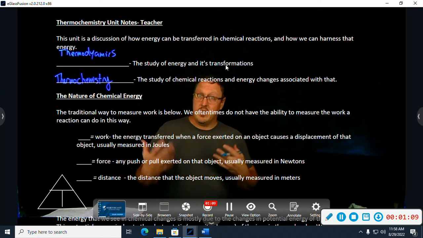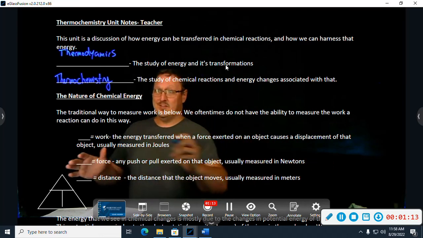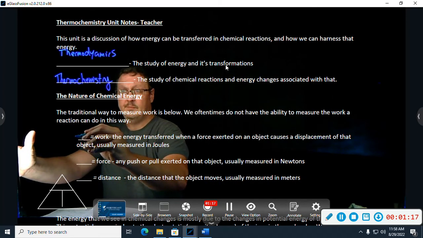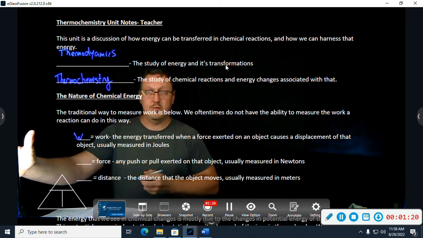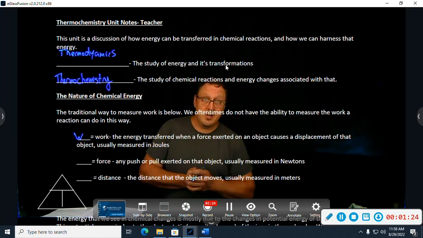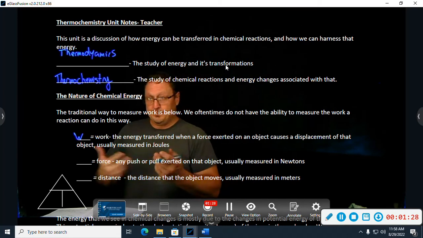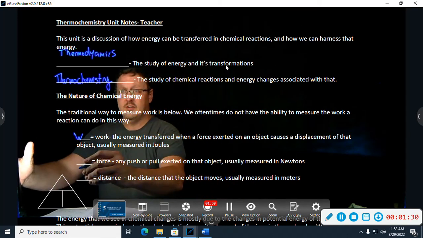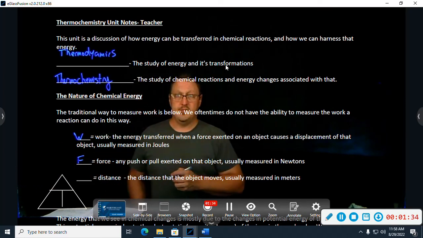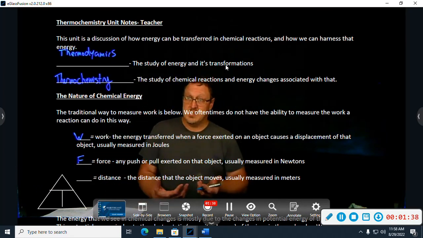Oftentimes, we don't have the ability to traditionally measure work this way, so we have to do it a little bit differently, okay? And so, first thing, work, W, is the energy transferred when a force exerted on an object causes a displacement of that object, usually measured in joules. Okay, so we're talking about work, we need to talk about a force. And so F is equal to force. Any push or pull exerted on that object, usually measured in newtons.